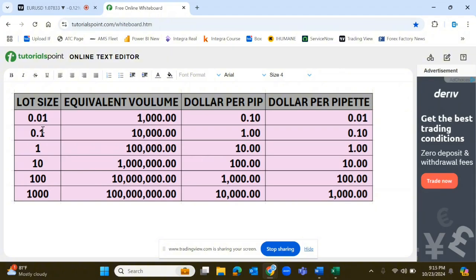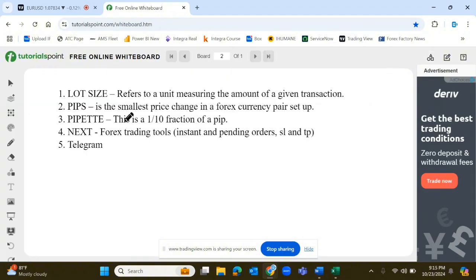Okay, so if you look at the definition, let us go back to it so that you'll understand. A lot size refers to a unit measuring the amount of a given transaction. So the amount of the transaction that you are picking is what a lot size means, and it is what will determine how much you will make when the price moves in the market, and how much you lose, of course. And then the pip is the smallest price change in a forex currency pair setup, while a pipet is the 1/10 fraction of a pip. I believe now you understand what this means.